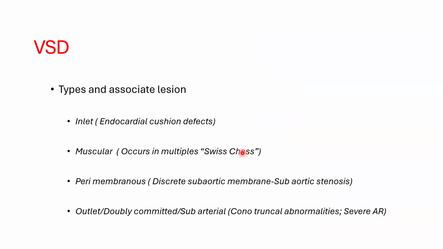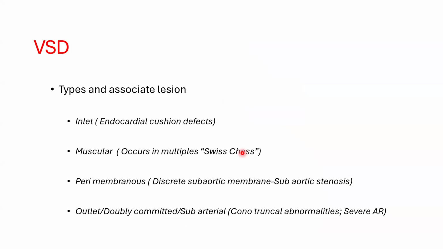Just like ASD, there are various types of it. You have the inlet VSD, which is associated with endocardial cushion defects. And so you typically find that they are just around the area of insertion, just below the area of insertion of the tricuspid valve. Then there are the muscular VSDs, which are within the muscular septum, and they tend to occur in multiples and have been tagged as the Swiss cheese VSDs.